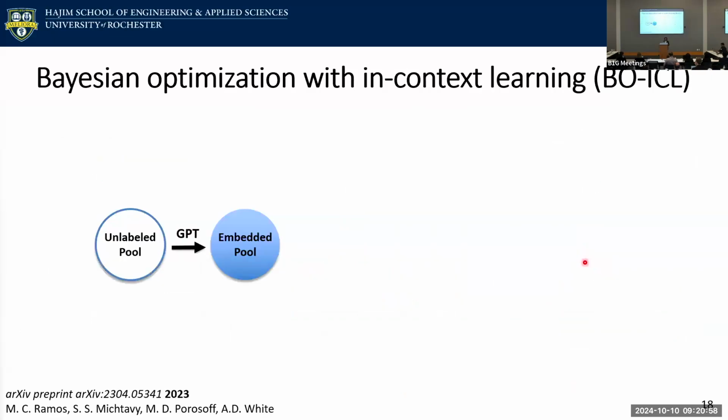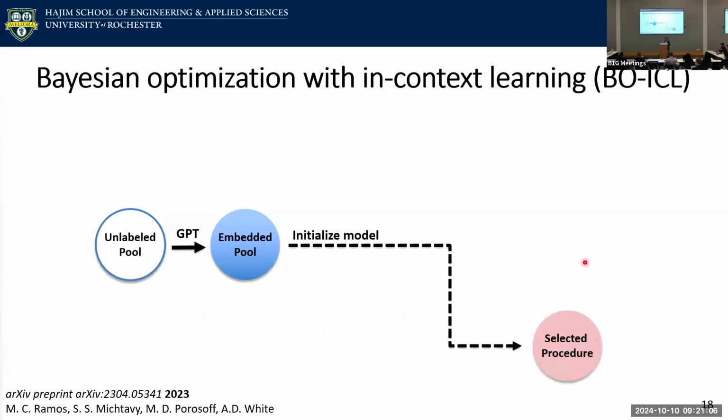And so once we've embedded these experiments into the model, what we do to start out is we need to initialize the model. So we take a random procedure from the embedded pool, and we have that selected procedure, so one of those 12,000. And then if we were doing this in the lab, we would then synthesize the catalyst, run the experiment, and we'd now have a labeled pool that would consist of one experiment where we have that X value, the synthesis and processing conditions mapped to the performance.